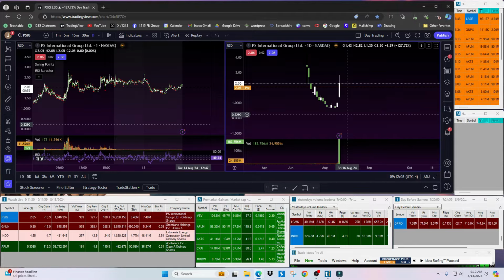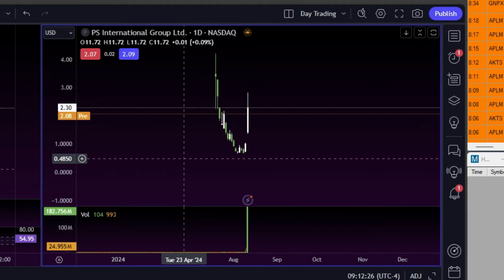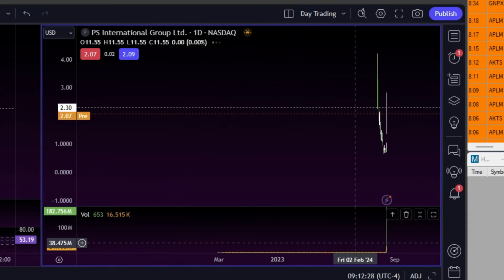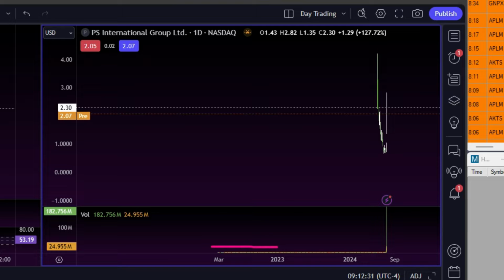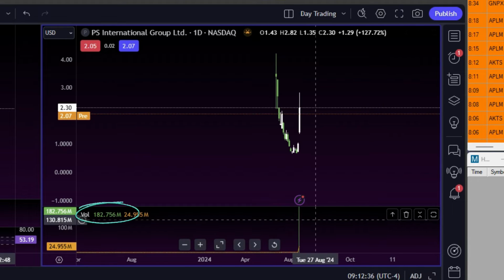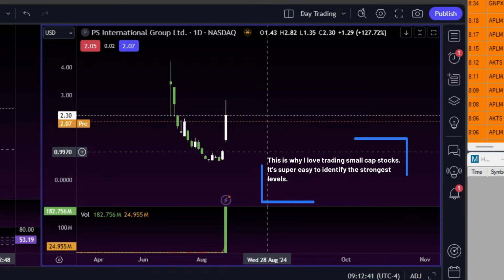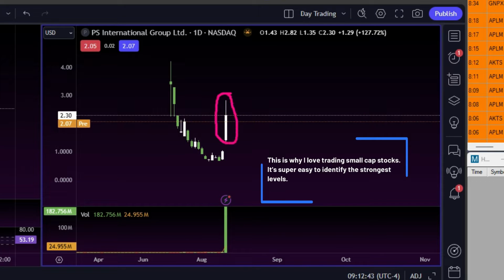So when I first analyze a stock, I look at the daily chart and I try to find where all the high volume is at. If we look at this stock's entire history, it hasn't traded any volume until yesterday, right here. Okay, that had over 182 million shares. So the price action that occurs inside this one single day, that's where the strongest levels are going to be.